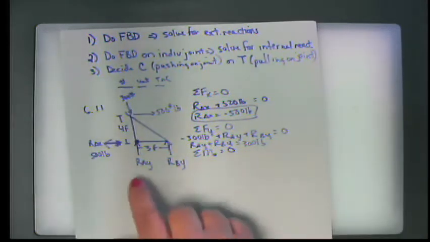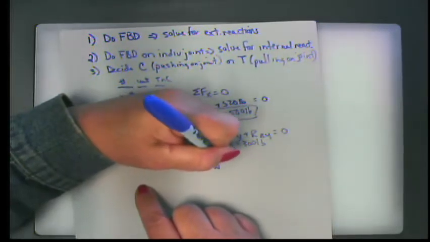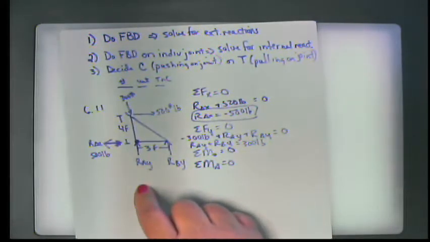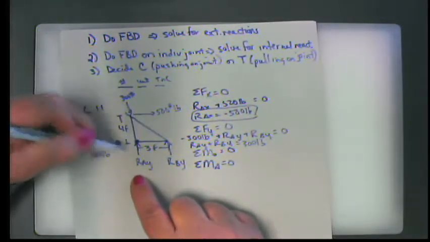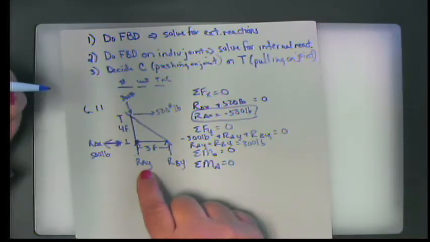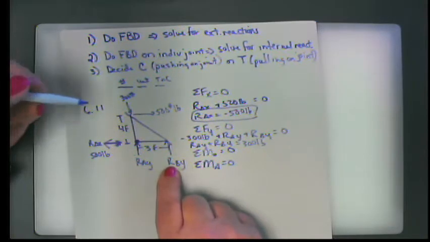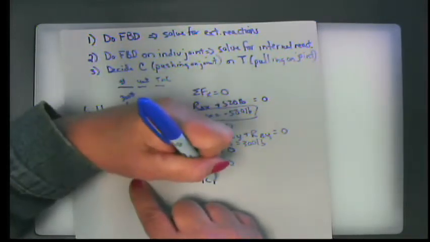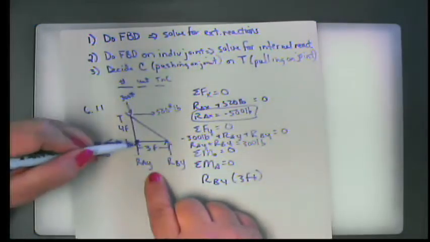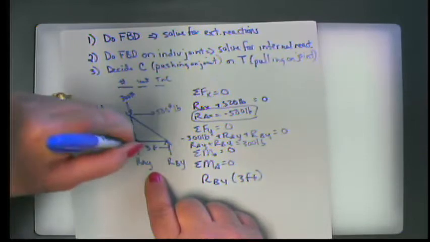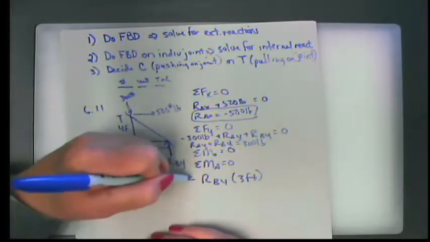So I'm going to choose to take moments about A. Summation of moments about A equals 0. The reason for that is it eliminates the most number of moments caused by forces. The 300 pound is collinear. RAY and RAX have no moment arm, so all of those produce moments that have a value of 0. So all I have is RBY, which is vertical, operating through a horizontal moment arm of 3 feet. When I put a pin here and I think about RBY, the way I have it drawn, it will be counterclockwise, which is positive.